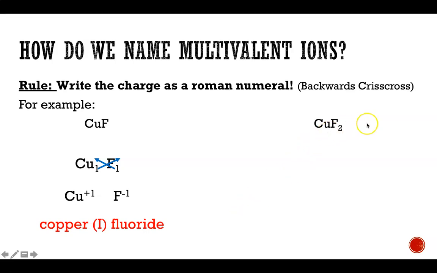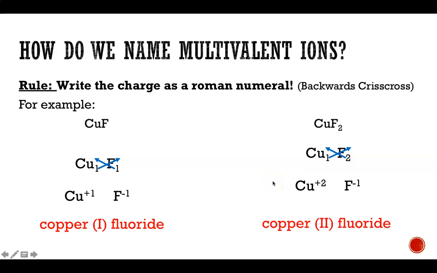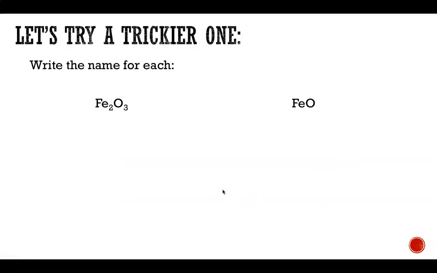This one over here, if we do the same thing, backwards crisscross, this time we're bringing this 2 up here. So that means we started with copper with +2 as its charge, and fluorine still -1. So this is copper 2 fluoride. So you'll see that we can't just call either of these copper fluoride. We have to make sure we say which version of copper it is that we're talking about. We're going to try another one.